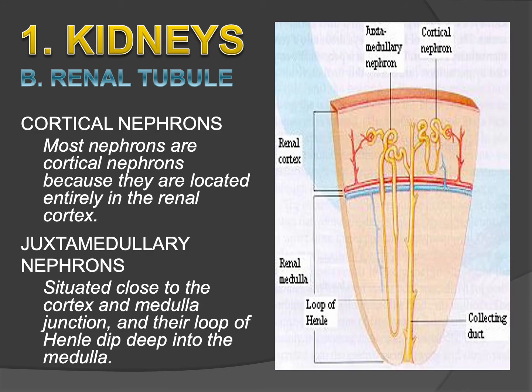Again, nephrons are only found in the cortex and medulla. Cortical nephrons or the juxtamedullary nephrons, but no nephrons are found in the renal pelvis.